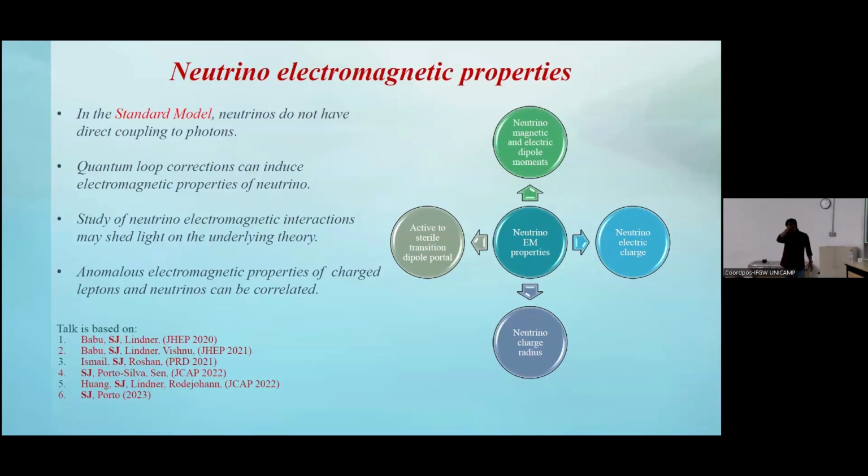So let's start with the following thing. As I mentioned, in the standard model, neutrinos do not have direct coupling with photons. You know that neutrinos interact via W and Z bosons, but there is no interaction with photons, and neutrinos are massless. But in quantum loop corrections, when you try to generate neutrino mass, immediately at the loop level you generate some neutrino magnetic moment. So you can write down neutrino mass and magnetic moment in a very simple relation, a one-to-one correlation.